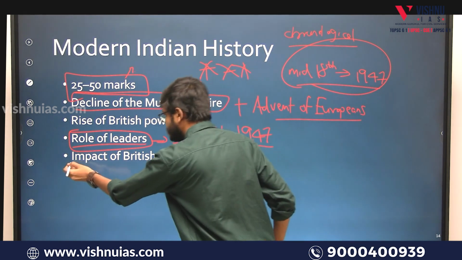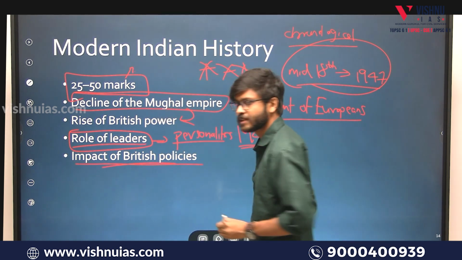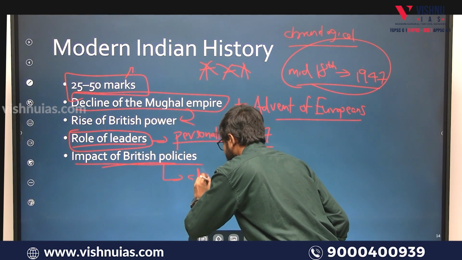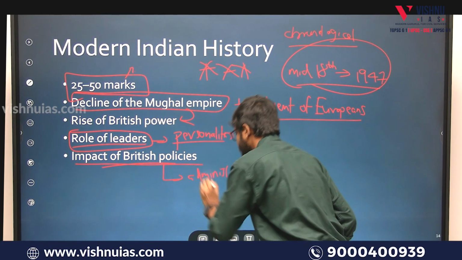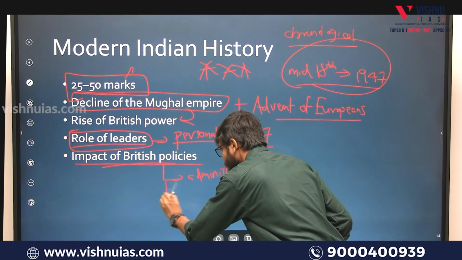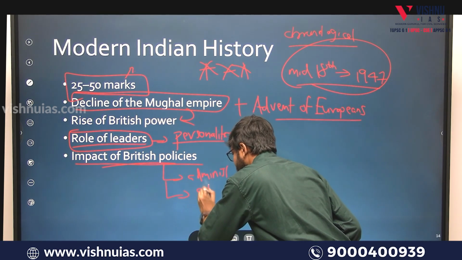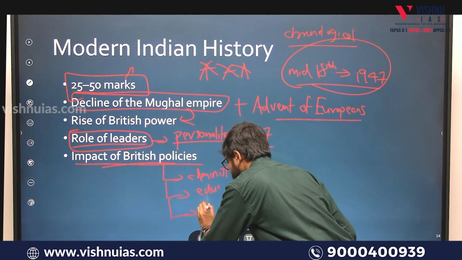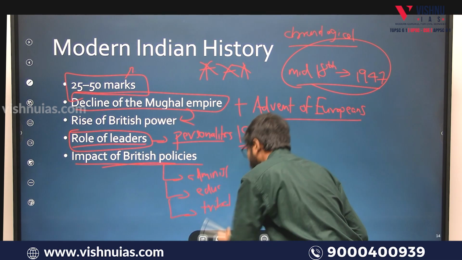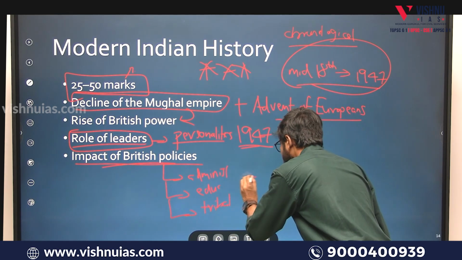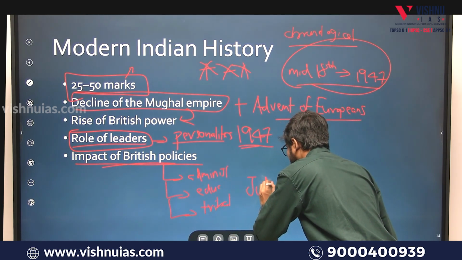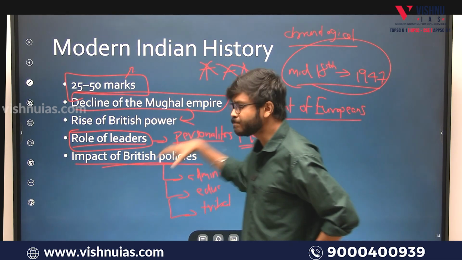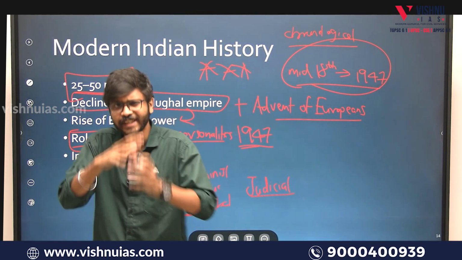Another important thing is the impact of British policies. British policies means what? We have the administrative policies, and also the educational policies. What were the policies related to tribals? How the judicial system evolved during this period. So in that way, what all things the Britishers have done. Here also you need to understand the impact of these British policies.